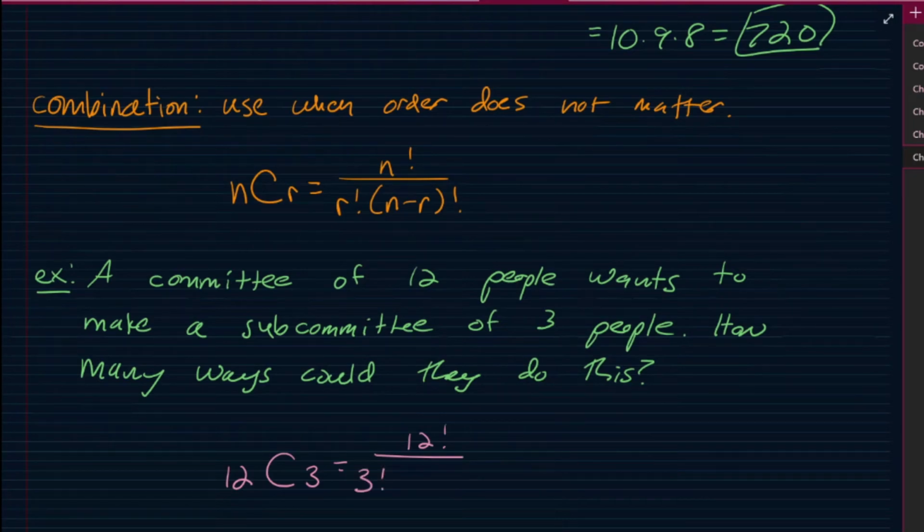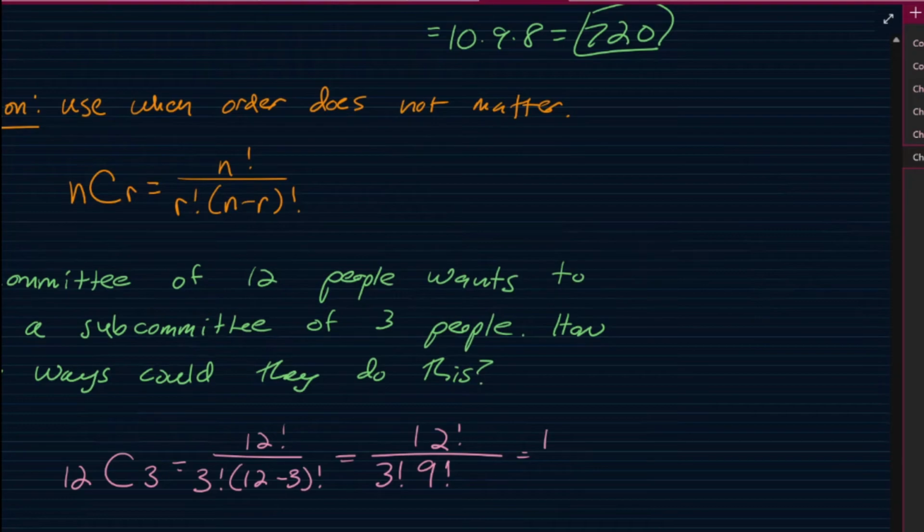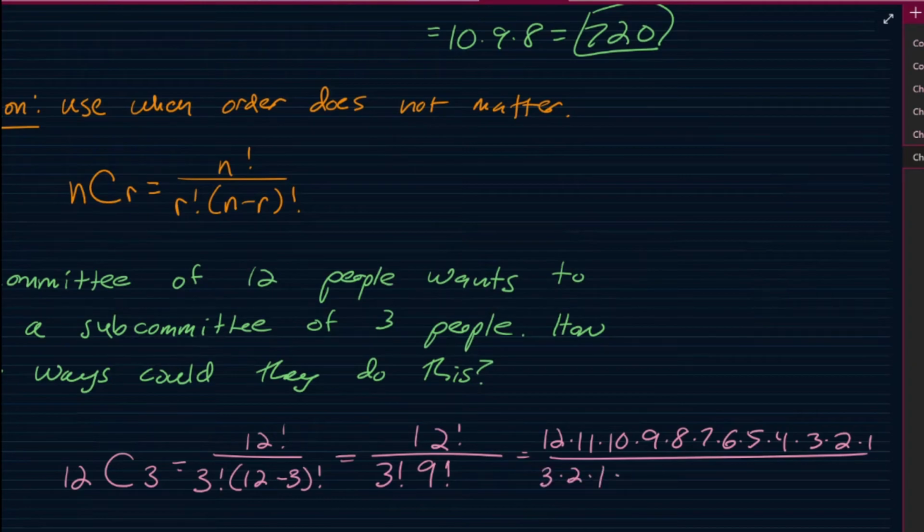It's 12 factorial over 3 factorial times 9 factorial. If I write both of these out according to the definition, what do I get? 12 times 11 times 10, 9, 8, 7, 6, 5, 4, 3, 2, 1. I've got 3 factorial, that's 3 times 2 times 1. I've got 9 factorial, 9 times 8, 7, 6, 5, 4, 3, 2, 1.